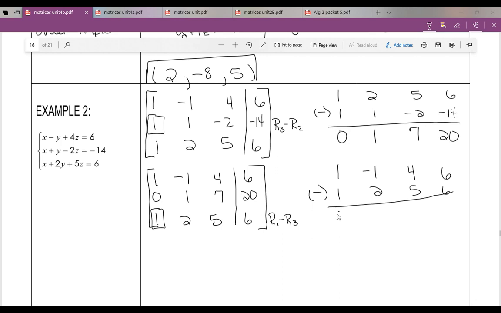One minus 1 gives me the 0 I was going after. 1 minus 2 is negative 3. 4 minus 5 is negative 1. And 6 minus 6 is 0.